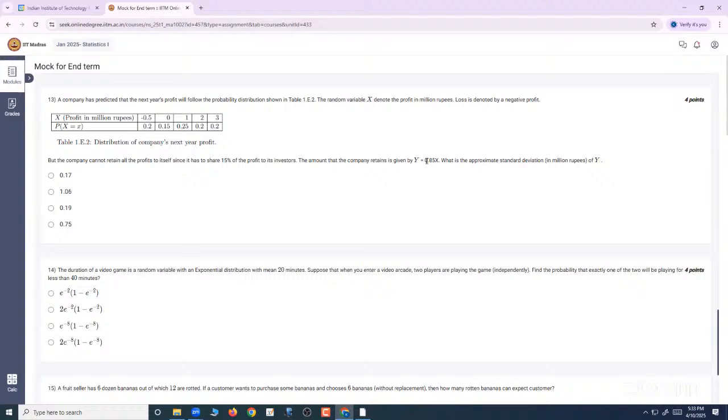Okay. So basically, what would be my variance? Variance of y is equal to what? It's 0.85 squared times variance of x. Correct. So first tell me what is the value of variance of x? Solve for the value of variance of x. Then tell me the standard deviation of y. This question, I think you will be able to solve it, right? So tell me the answer quickly.